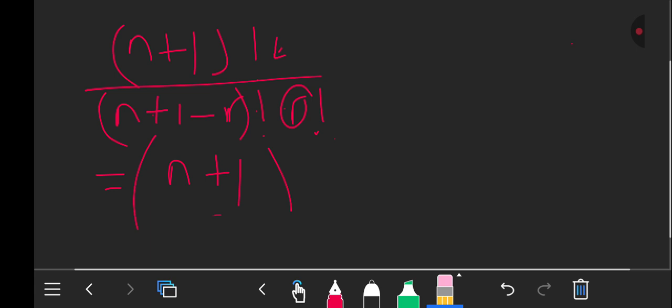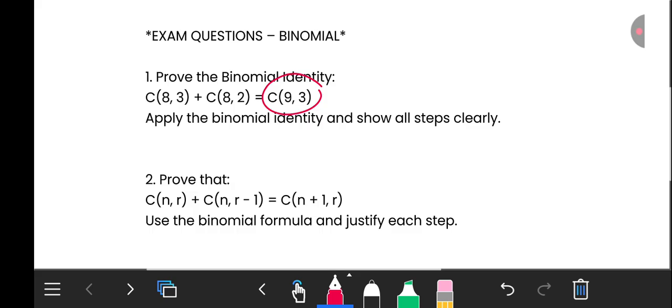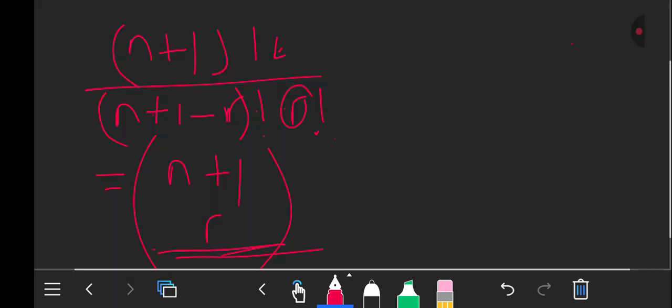So this is the combination, and we can check from our question. It was to prove that n combination r plus n combination r minus 1 is equal to n plus 1 combination r, which we've proved. So this is how we can prove binomial identities. Thank you for watching.